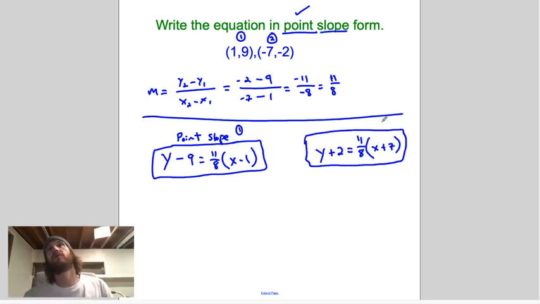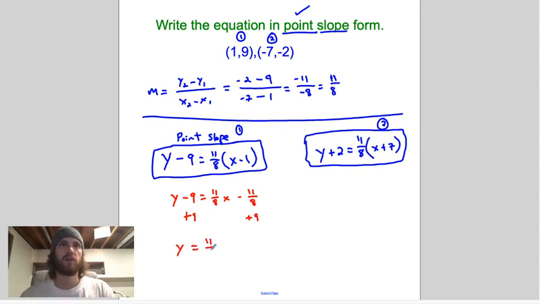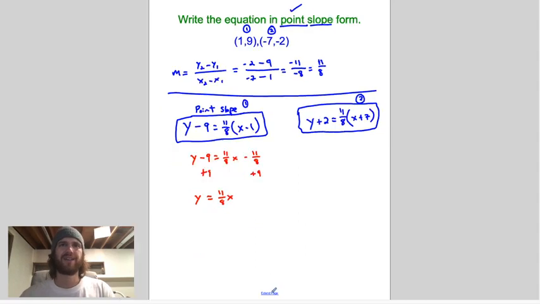Okay, now, so this is with point 2. Now, let's make sure that they are the same in point-slope form. Good way to check. Just torturing you guys with fractions. Distributing here, 11 over 8 x minus 11 over 8, 11 over 8 times negative 1. We're going to add 9 to both sides. So you end up with y equals 11 over 8 x, and then right here, that's going to be 9. I'm going to do an aside, just to show my work.